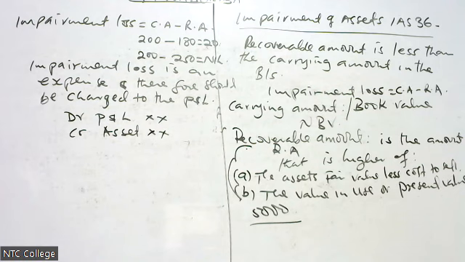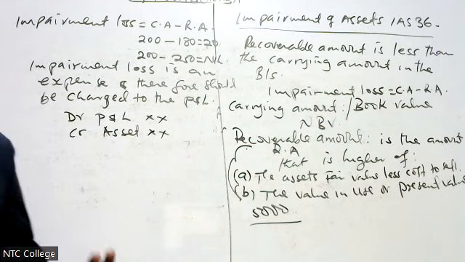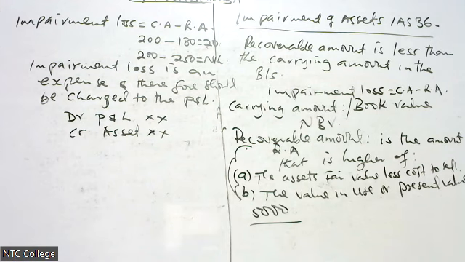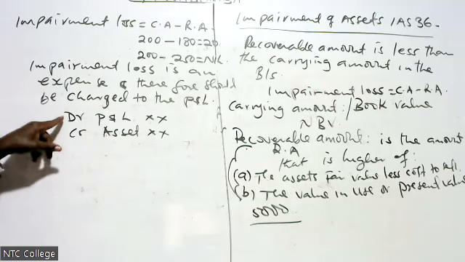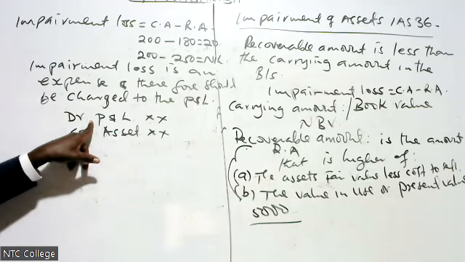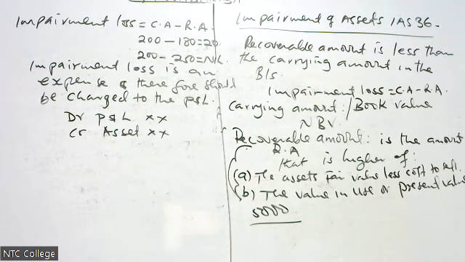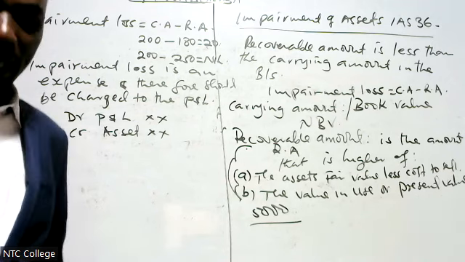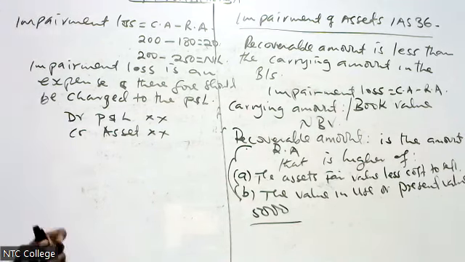Therefore, we know that impairment loss is an expense and therefore should be charged to the P and L, the profit or loss statement, as an expense, which means in accounting language, we debit P and L, then we credit the asset account. That is what we call impairment.